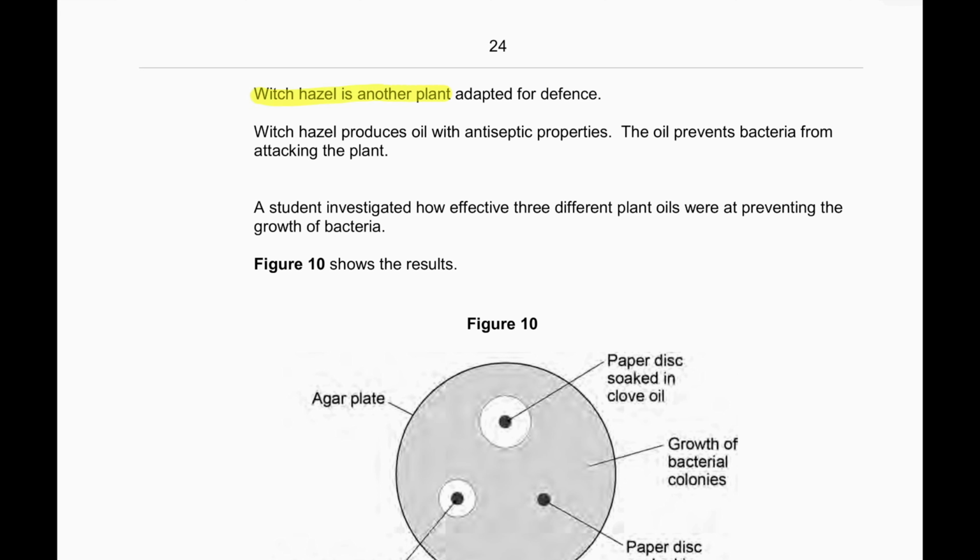Witch hazel is another plant adapted for defense. Witch hazel produces oil with antiseptic properties. The oil prevents bacteria from attacking the plant. Our students investigated how effective 3 different plant oils were at preventing the growth of bacteria.